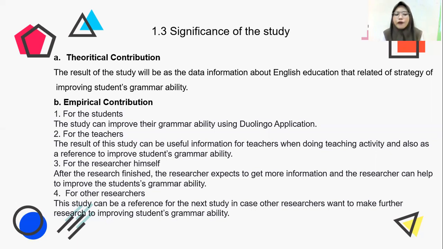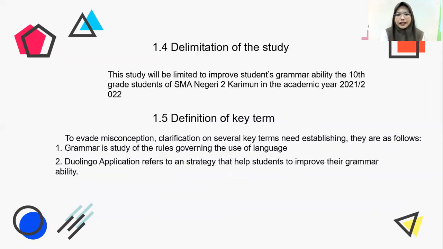And the last, for other researchers. This study can be a reference for the next study in case other researchers want to do further research on improving students' grammar ability. Next, we move to the limitation of the study. This study will be limited to improving students' grammar ability, the 10th grade students of SMA Negeri 2 Karimun in the academic year 2021 until 2022.